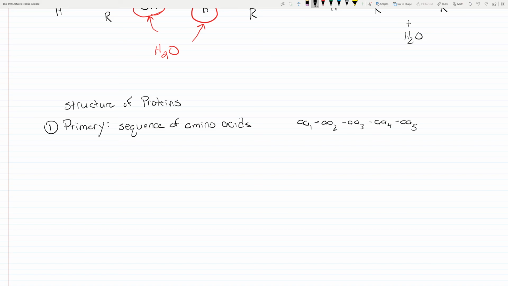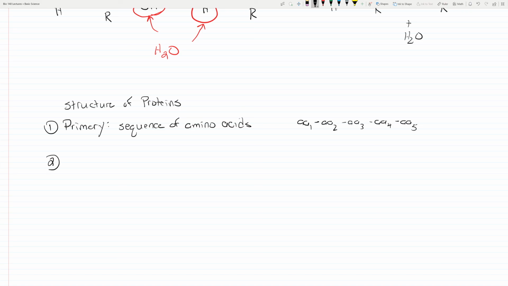Now, when you have this chain, it doesn't exist in a vacuum. It's usually floating in some kind of fluid. And when you have it floating in some kind of fluid, these side chains, remember those R's, are going to start interacting with each other. They're going to start pushing each other away, or pulling each other closer. And that is going to fold the protein. The protein is going to take on a new shape.